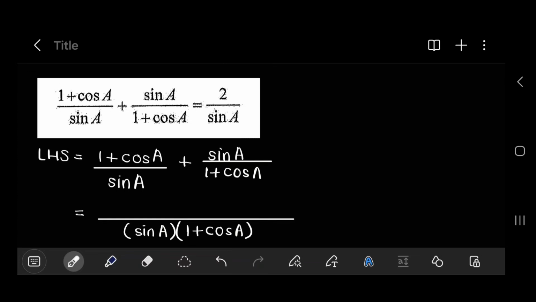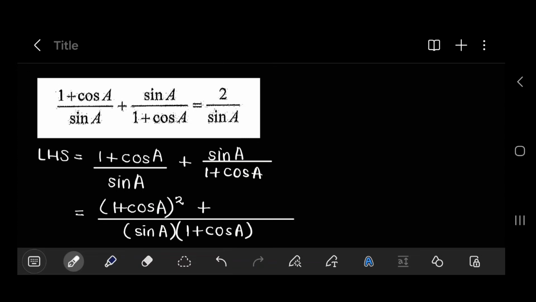Now to get the numerators, we are going to cross multiply. So we are going to take this 1 plus cos A, multiply it across with the 1 plus cos A. Notice how it is being multiplied by itself. So we can just write 1 plus cos A all squared. Then we've got a plus in between.